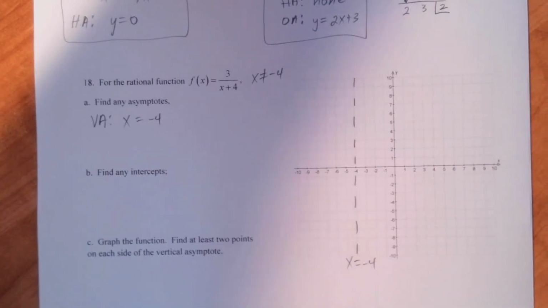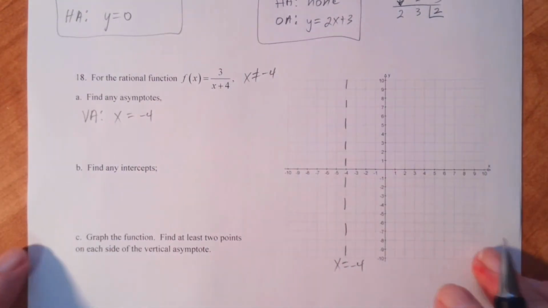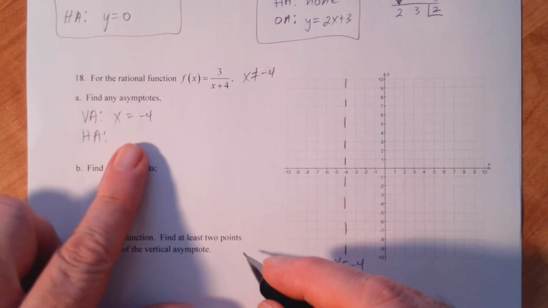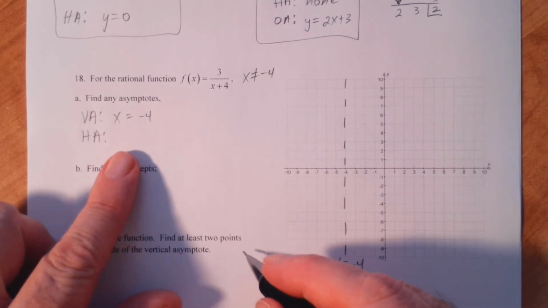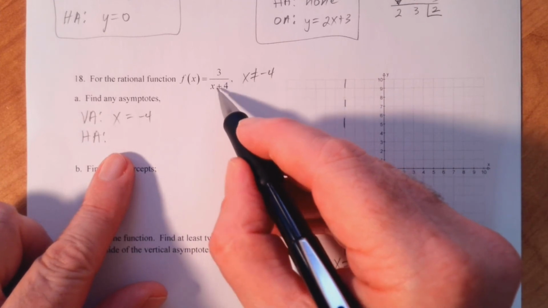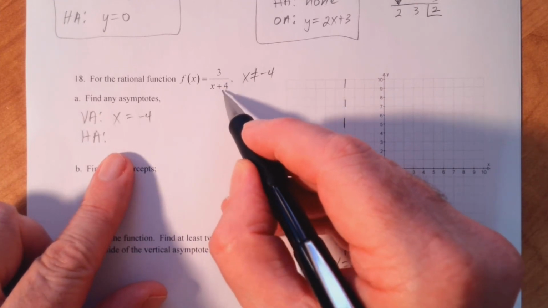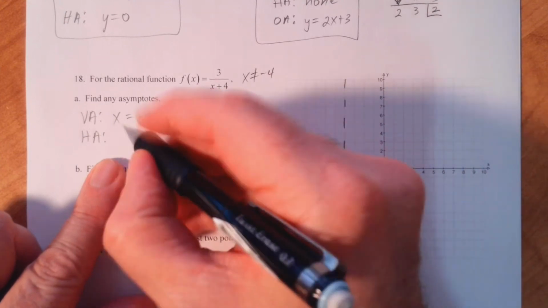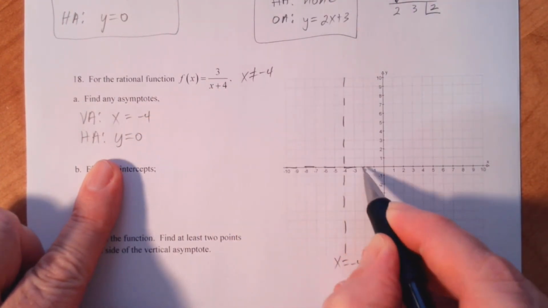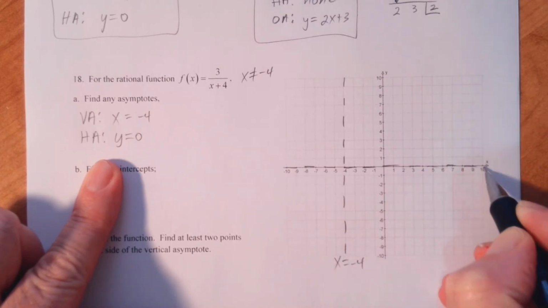I'm going to go ahead and move this up. Horizontal asymptotes. The degree of the numerator is 0, the degree of the denominator is 1, so notice we're bottom heavy here, so that would be y equals 0. That's going to be our horizontal asymptote.